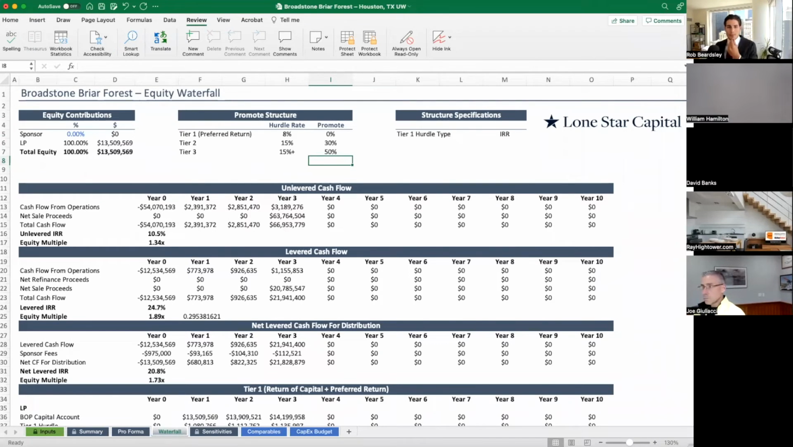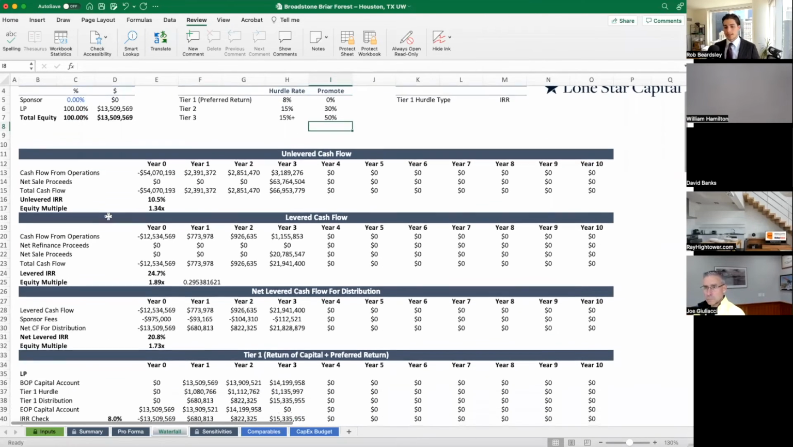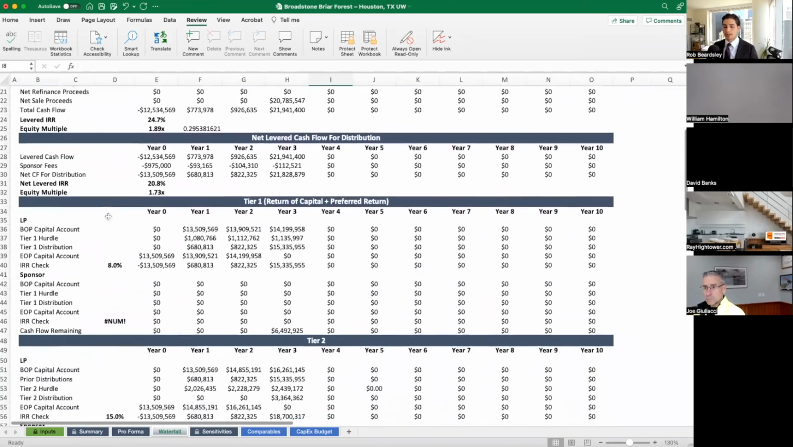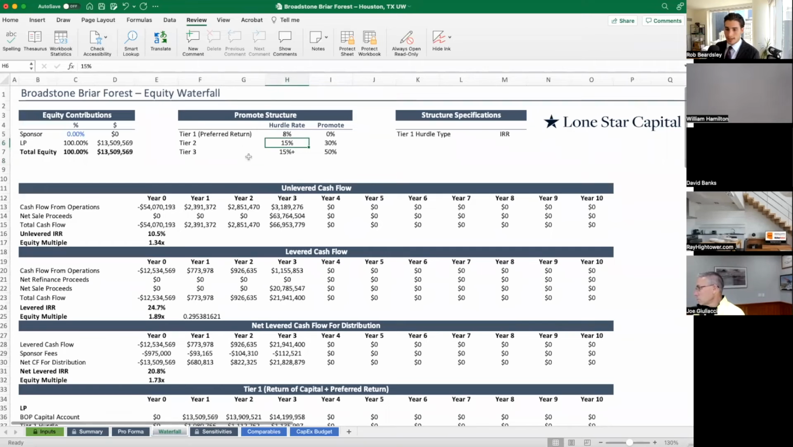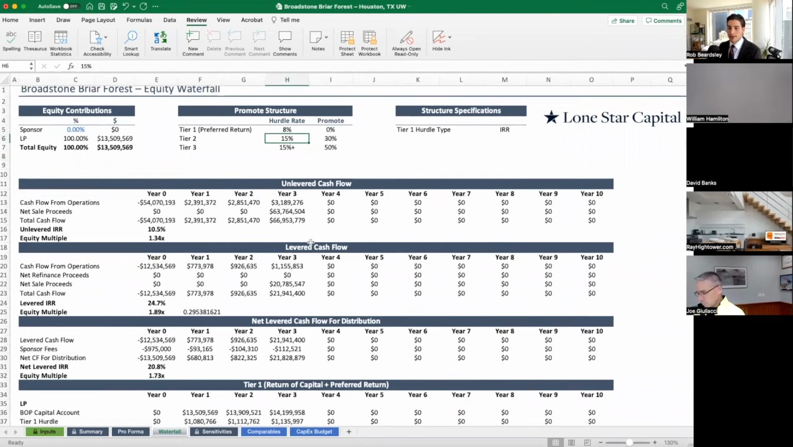Okay, Ed is asking about why the capital count increases in tier 2 in year 1 and 2. Shouldn't it just flatline until sale in year 3? So the reason why the capital count increases is to account for the compounding nature of the preferred return, as well as the secondary hurdle of 15%. Both of these hurdles, 8% and 15%, are IRR based. And of course, IRR is a compounding calculation.